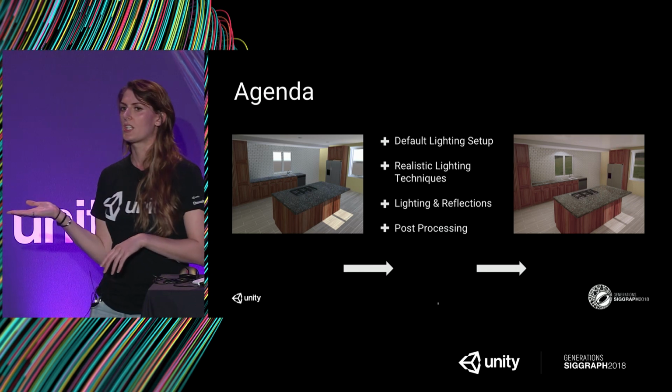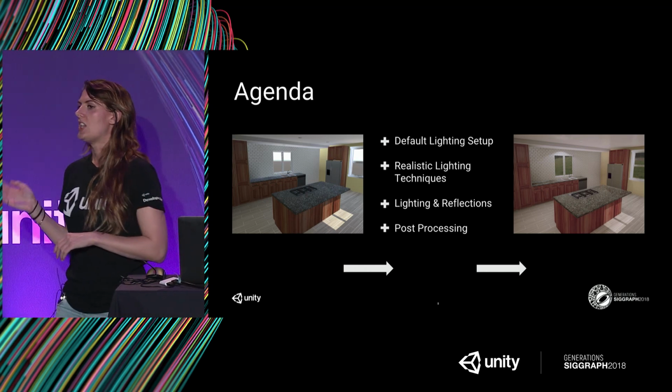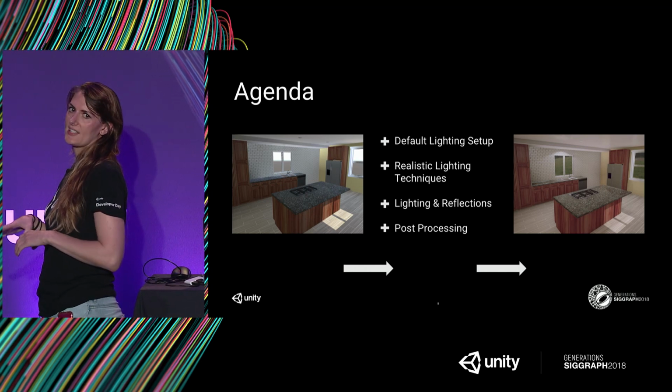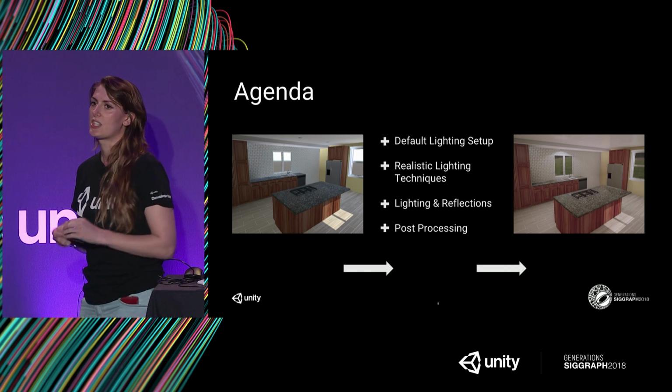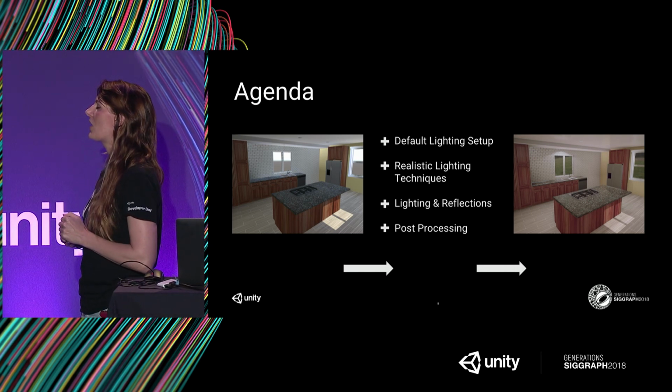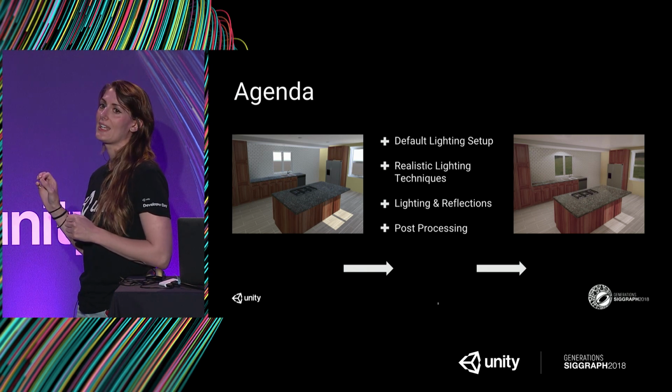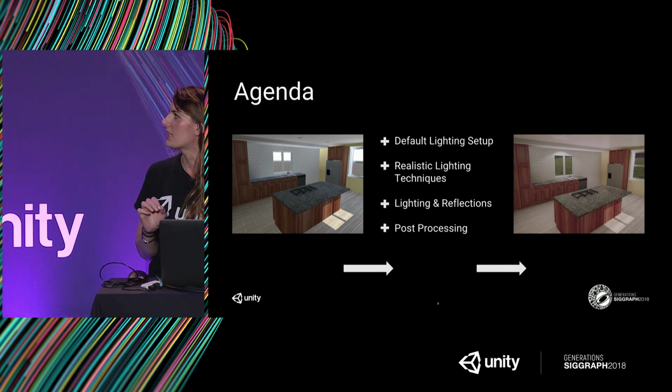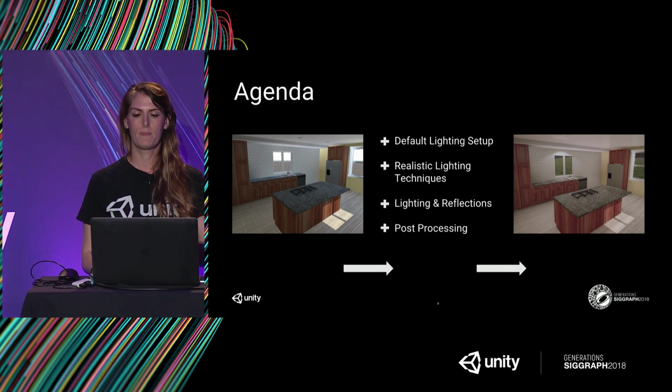Along with lighting, we're going to look at reflections. And then finally, we're going to look at our post-processing stack that you can get in Unity, just to bring together the cohesion of your scene graphically, and also really help the lighting pop. So that's what we're going to be going over today.